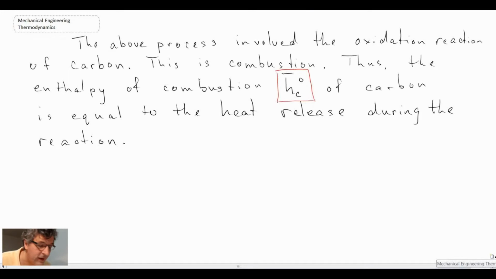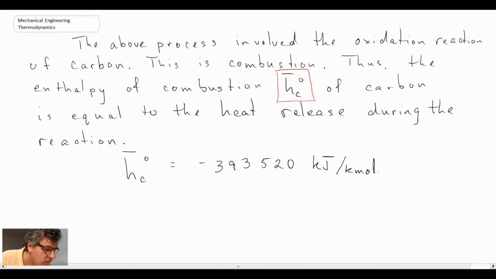So with that, what we can write is that the heat of combustion, or the enthalpy of combustion, is minus 393,520 kilojoules per kilomole of carbon. And this is also sometimes referred to as being the heating value of a fuel.